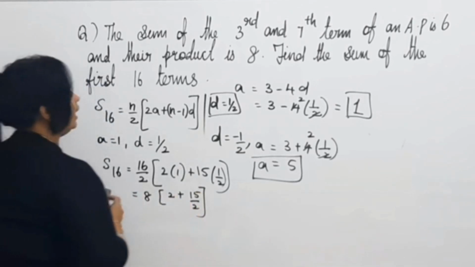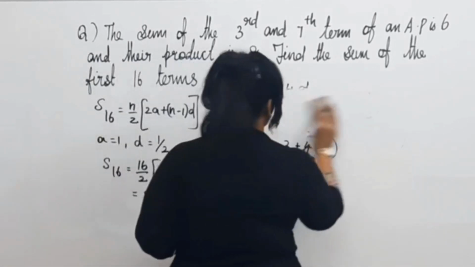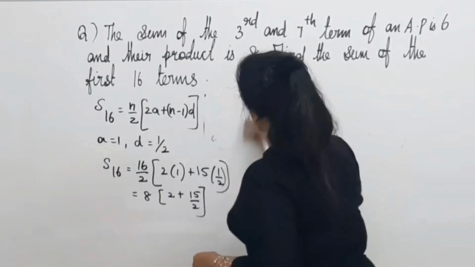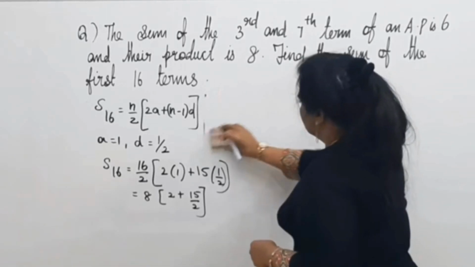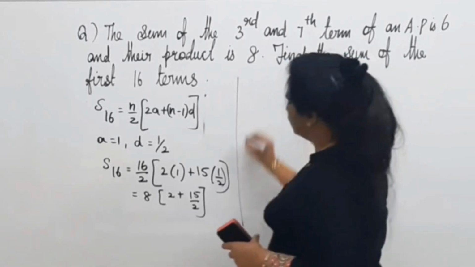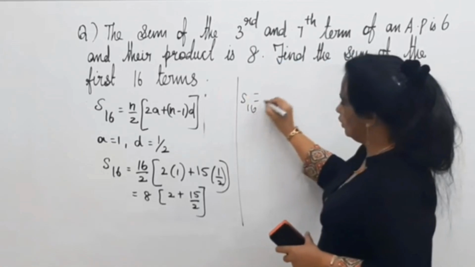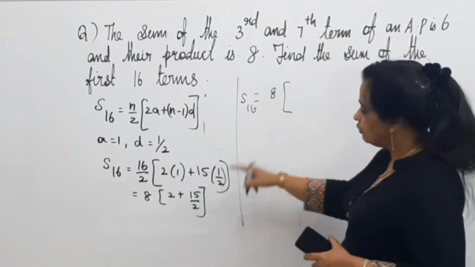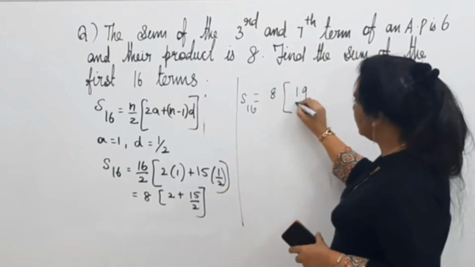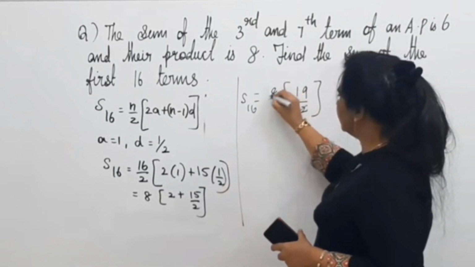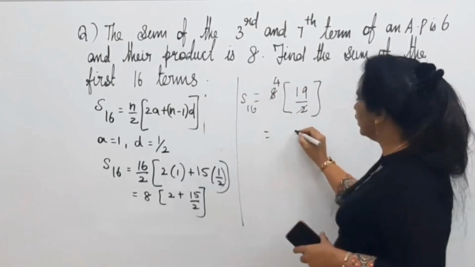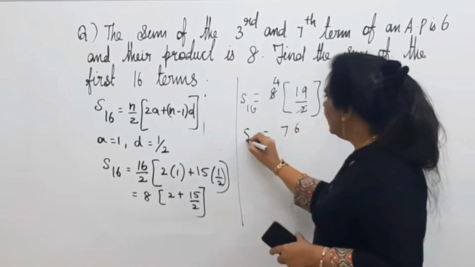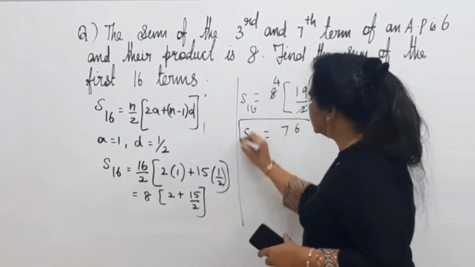On taking my LCM, I get my equation. So that's equal to S16 is equal to 8 into 2 2s are 4 plus 15, that is equal to 19 divided by 2, which is getting cancelled. That's equal to 4 9s are 36, 76 is my S16.